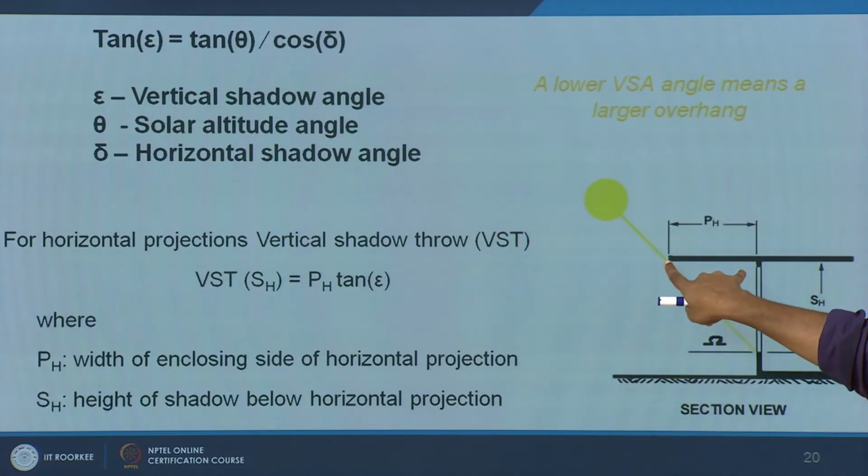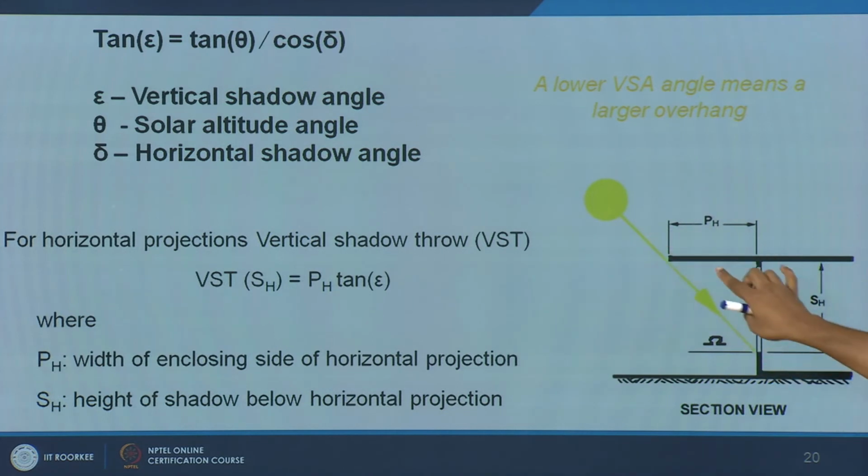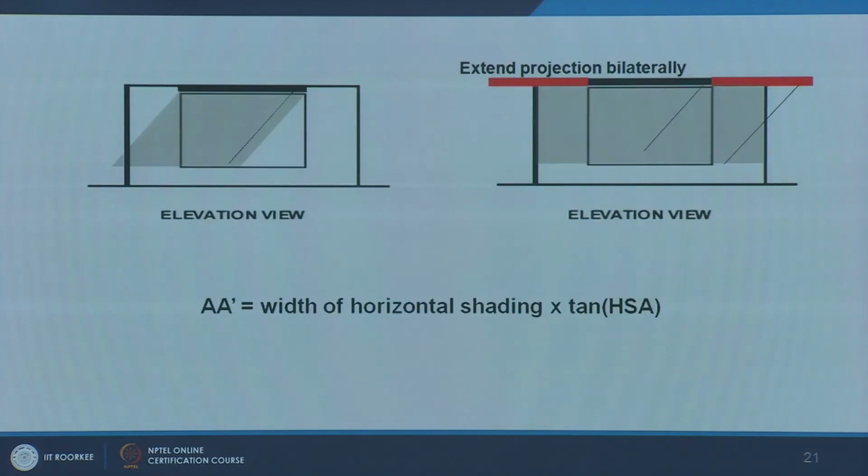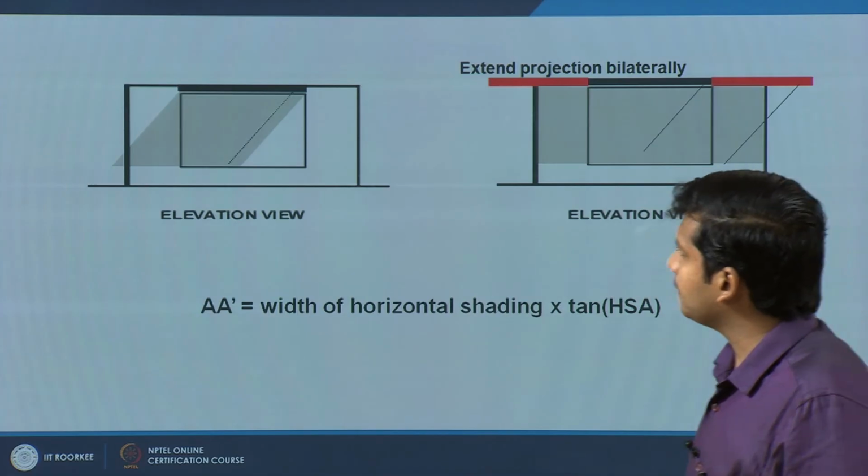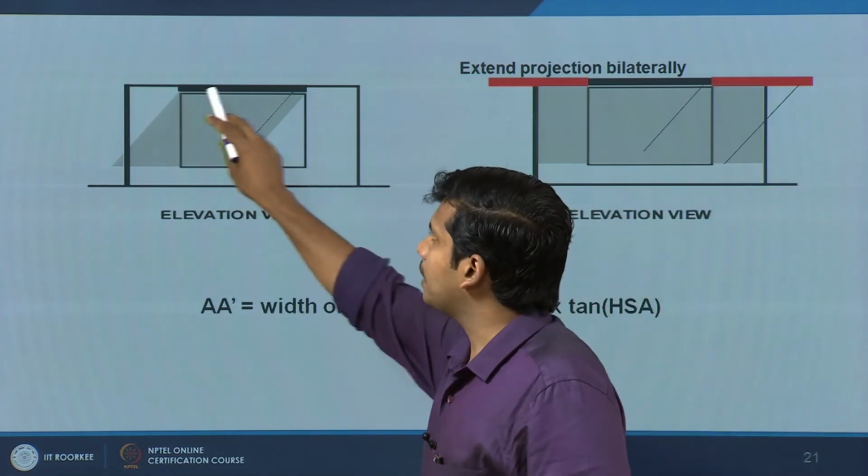Once you know the vertical shadow angle, you can determine the cutoff and how much width is required, or alternately if you know the width, you can find out what is the shadow throw, how much shadow this is going to throw on a particular fenestration.